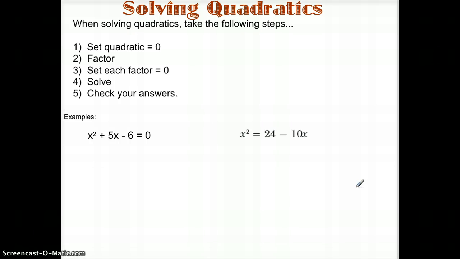Alright, today we are solving quadratics. When solving, not much of this is new, okay? You're going to do the following steps. Number 1, set the quadratic equal to 0. Basically that means move everything to one side.